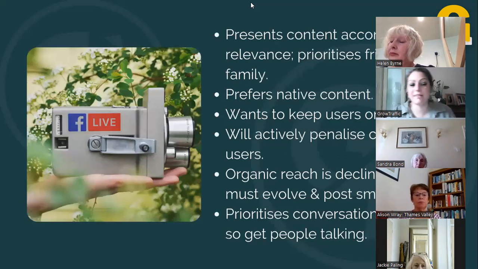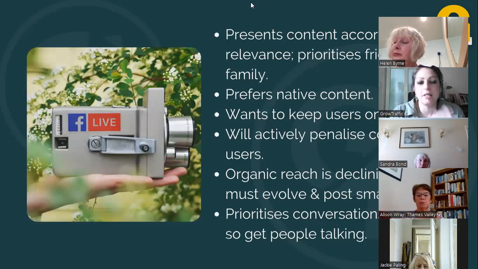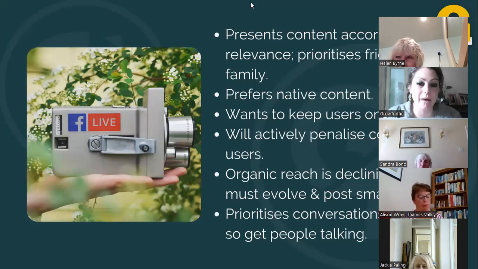A few tips on what Facebook wants from you in terms of posting. When you look at the Facebook feed, it presents content according to relevance. It prioritizes friends and family. It looks first of all at who you are and what you are posting about, and it will then show that content to people you are connected to, who it thinks will be interested in the content you are sharing.